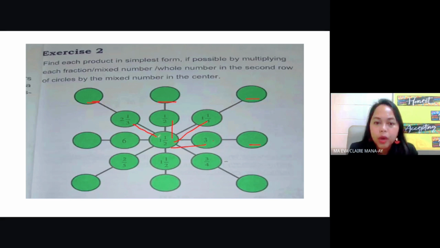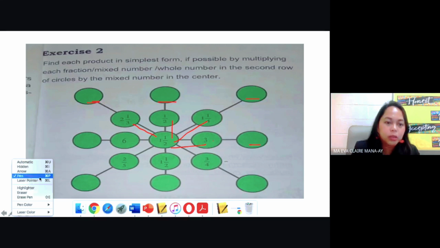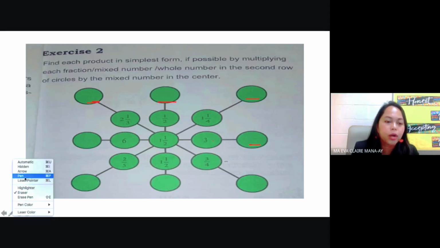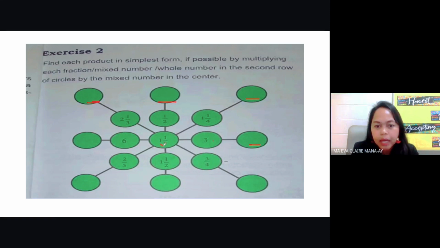Now it's very important for us to convert the mixed number at the center into an improper fraction, because we are going to use that to multiply the rest of the things that we have in our organizer here. So we convert 1 and 1/2 into an improper fraction first. So again, you multiply the denominator by the whole number. That's 1 multiplied by 2, giving us 2. Then you add that 2 to your numerator. So 1 plus 2 is going to be 3. Then you simply copy the denominator. So that means your improper fraction at the center is 3/2.